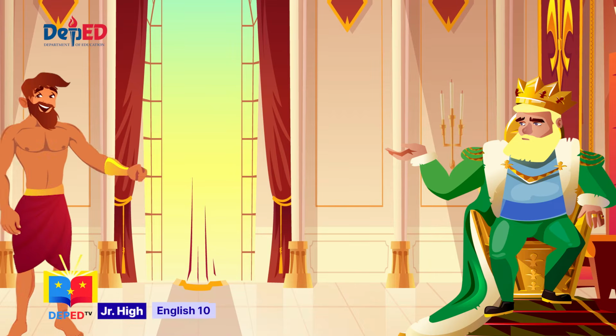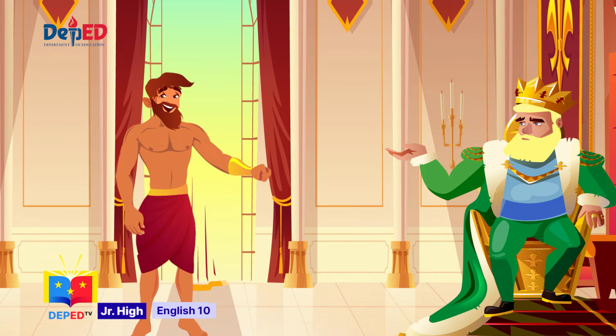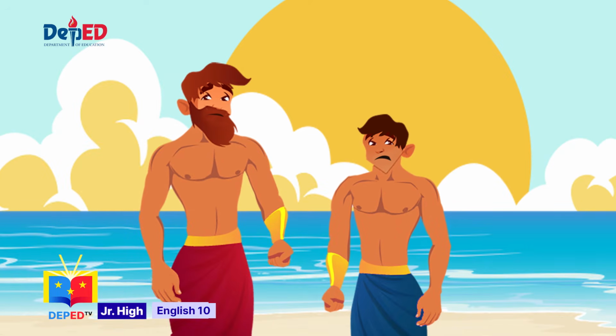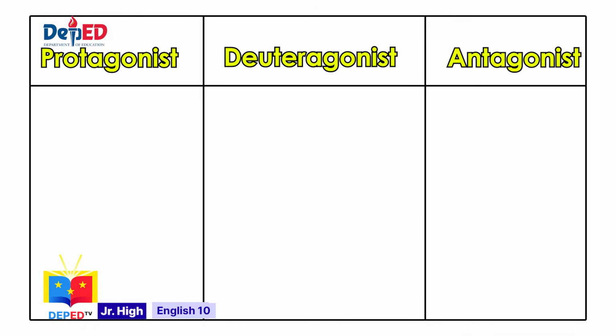We also have King Minos. What do you think? Is he a protagonist, deuteragonist, or antagonist? We learned that King Minos was the king of the island of Crete who instructed Daedalus to build a labyrinth for the Minotaur. Yet, he decided to throw Daedalus and Icarus into the maze and planned to kill them when they had no further use to him.